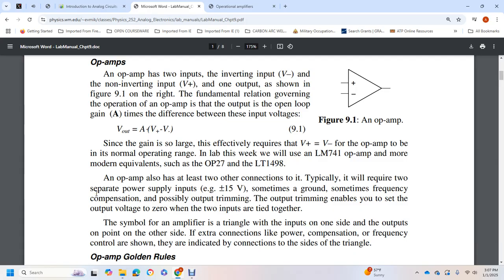The symbol of the amplifier is a triangle with the inputs on one side and the output on the point on the other side. Extra connections like power and frequency compensation are shown with connections on the sides of the triangle.